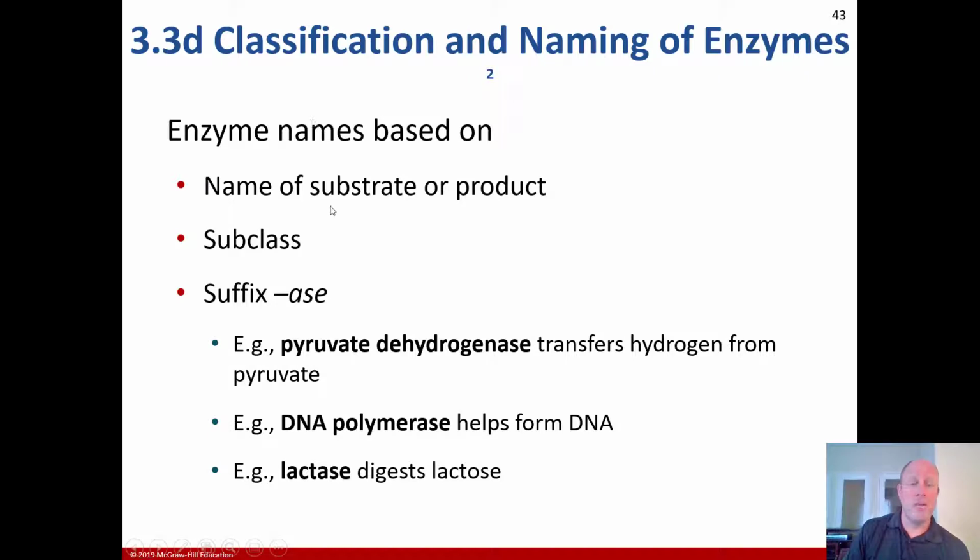The enzyme names are typically based on the name of the substrate or the product, right? The subclass suffix is -ase, right? Pyruvate dehydrogenase transfers hydrogen from pyruvate. You can kind of infer that there. Then again, DNA polymerase helps form DNA, and lactase helps digest lactose.